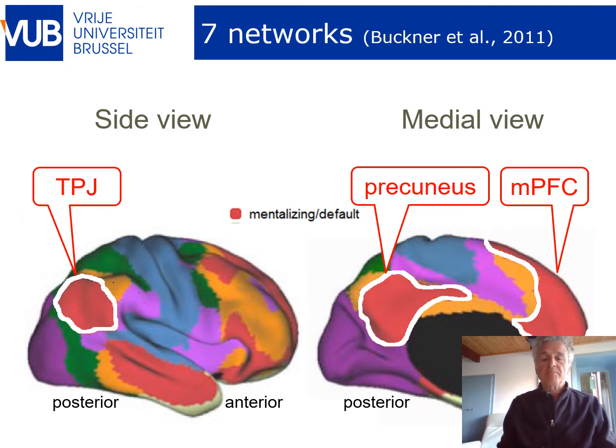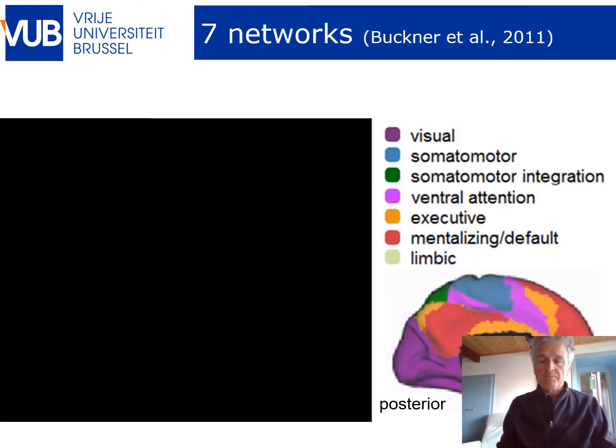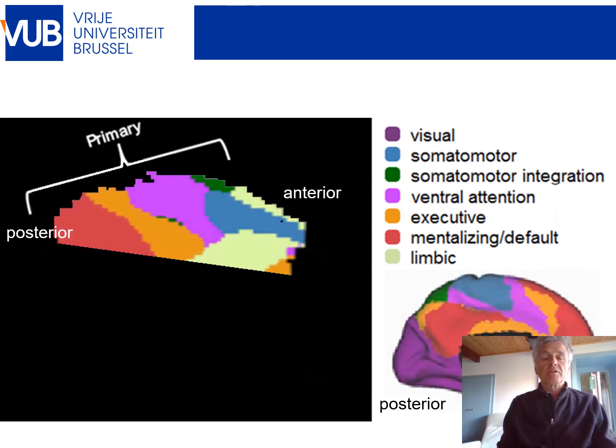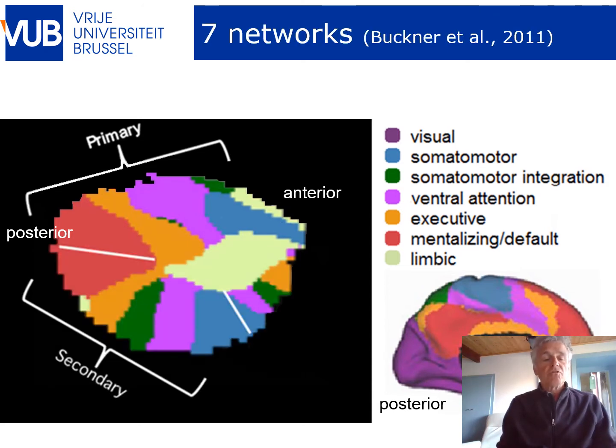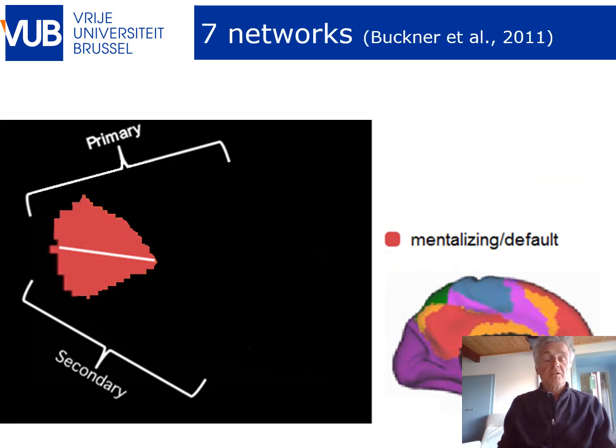We have these same 7 networks in the cerebellum, as you can see, and in the cerebellum there is a primary representation on top, a secondary representation at the bottom, and there is even a third one. And we will focus on the posterior cerebellum, where the mentalizing system is located.